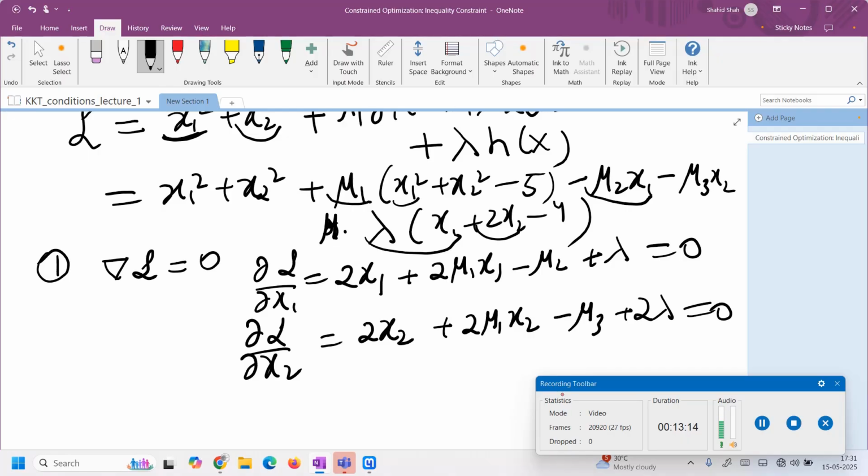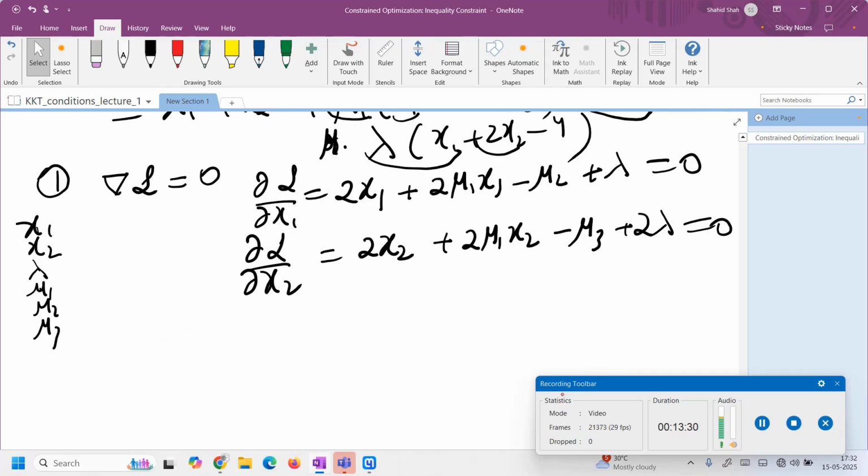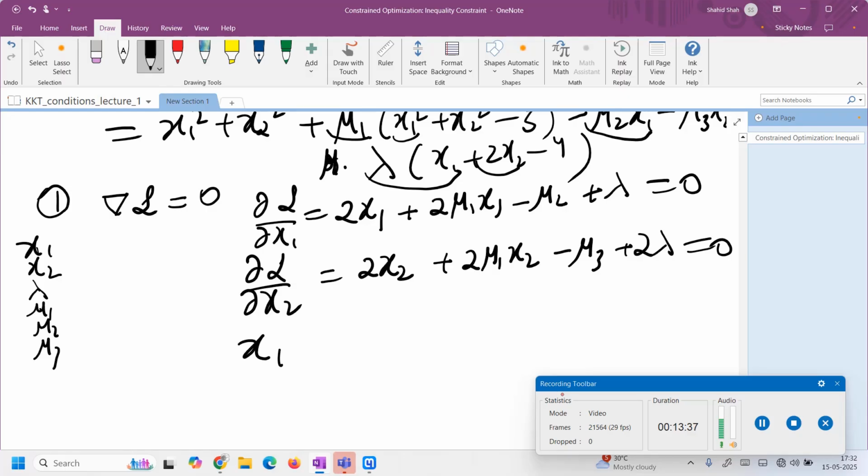See how many unknowns we have. We have unknown x1, we have unknown x2, we have lambda, we have mu1, we have mu2, we have mu3. 1, 2, 3, 4, 5, 6. We should have 6 equations. Now how will we get other equations? See, we need equality constraint to be satisfied, so that becomes your another equation, that is x1 plus 2x2 minus 4 equals 0.